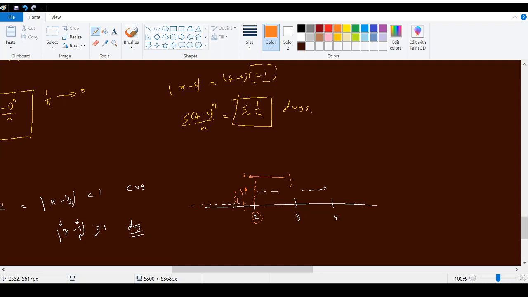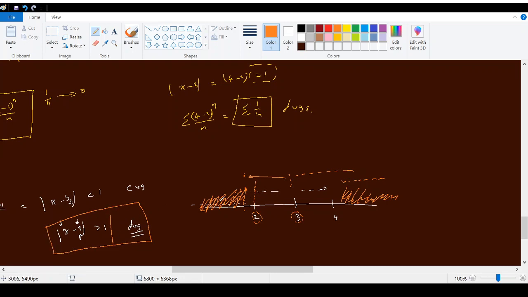In other words, this inequality will be true for the values in this region, and that is also true for the values in this region as well, right? Because the distance between points in this region and number 3 will be greater than 1. Okay, so for all these points, this inequality will be true.